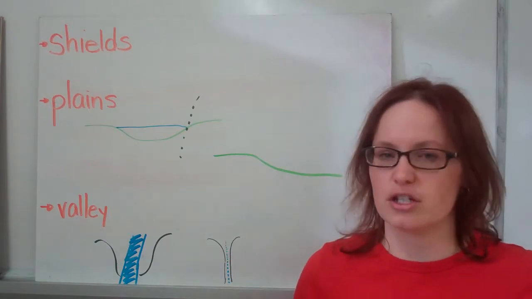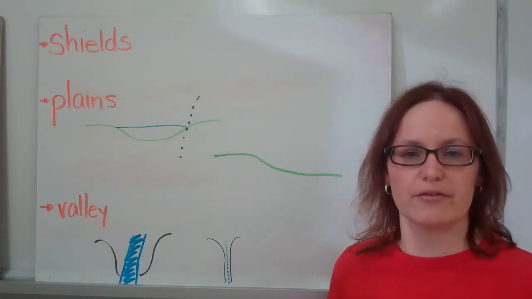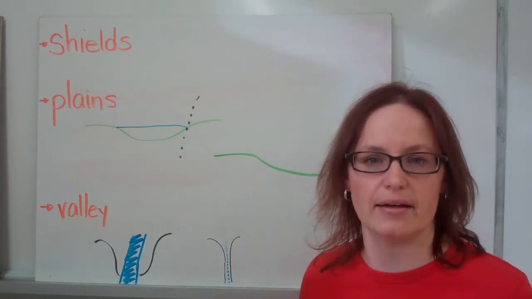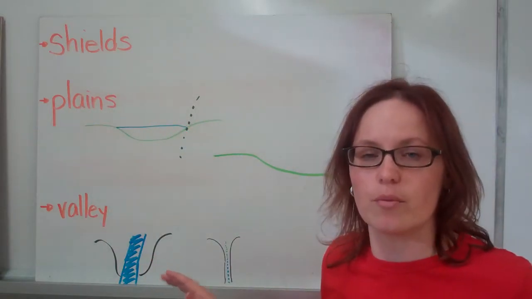Shields. One of the biggest shields in the world is the Canadian shield, and this is the original landform that all plates had. So before they pushed against each other, they believed that all the landforms were shields.